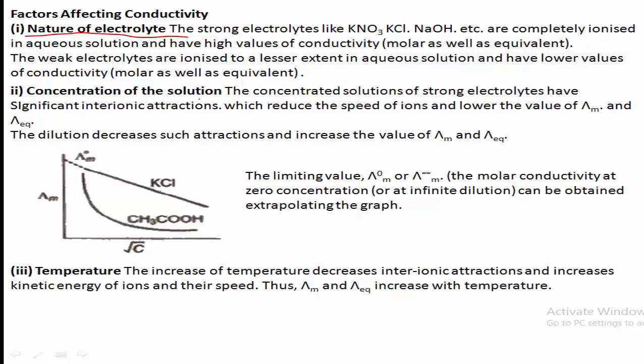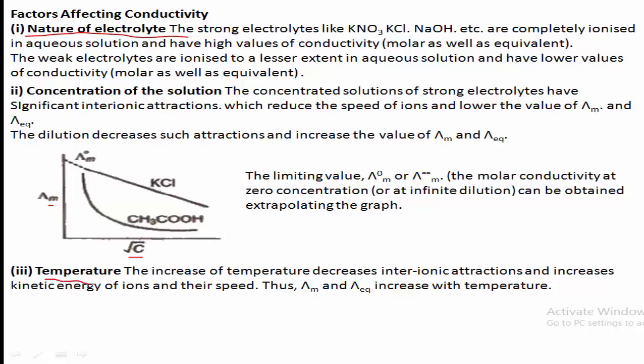The concentrated solutions of strong electrolytes have significant inter-ionic attractions which reduce the speed of ions and lower the value of lambda m and lambda equivalent, that is equivalent conductance. Dilution decreases such attractions and increases the value of molar conductivity and equivalent conductivity. The limiting value of molar conductivity at infinite dilution can be obtained by extrapolating the graph. This is the graph which indicates lambda m versus the square root of the concentration, how the molar conductivity and concentration vary.